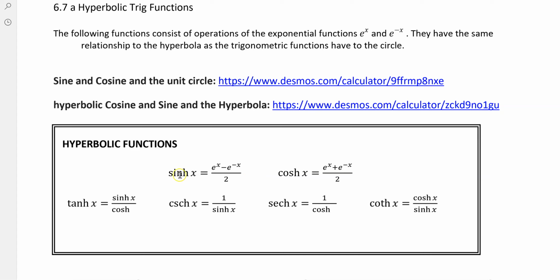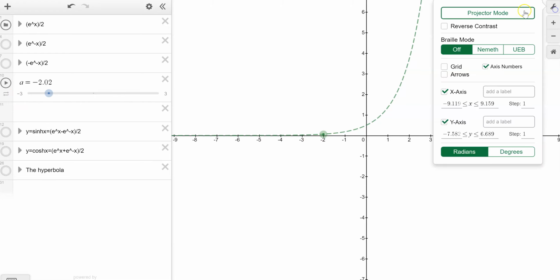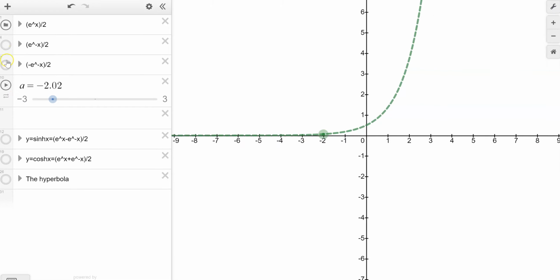So our hyperbolic sine is e to the x minus e to the negative x, all divided by 2. And our hyperbolic cosine is adding them. So let's take a look at that and see what it looks like. So here's e to the x. We already know that's our exponential growth. And here is e to the negative x.